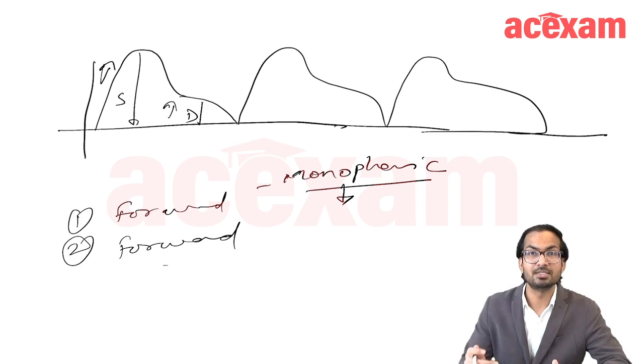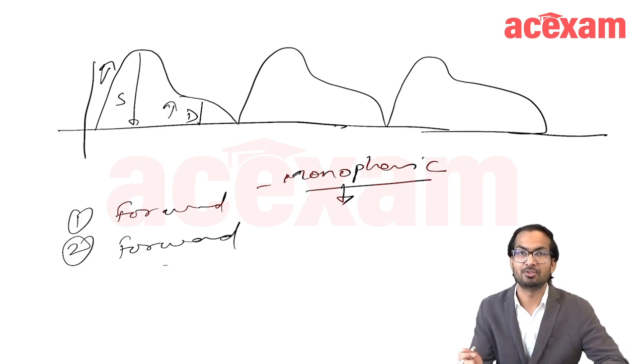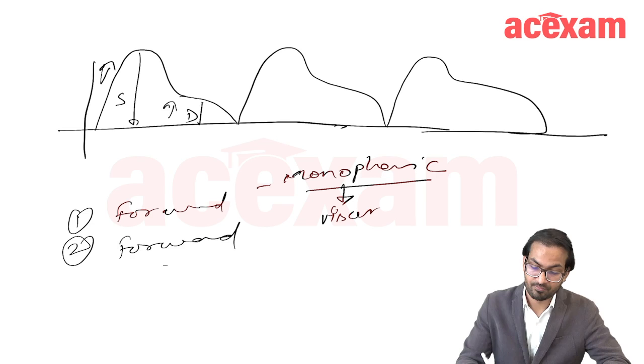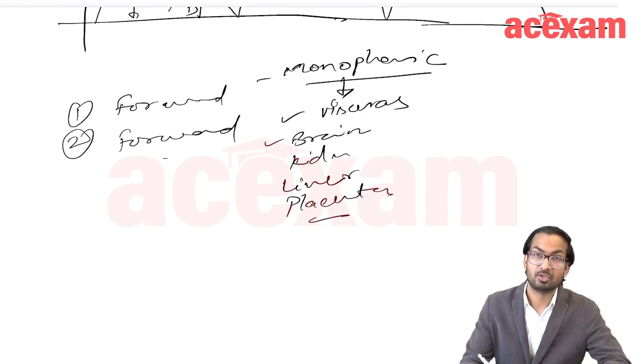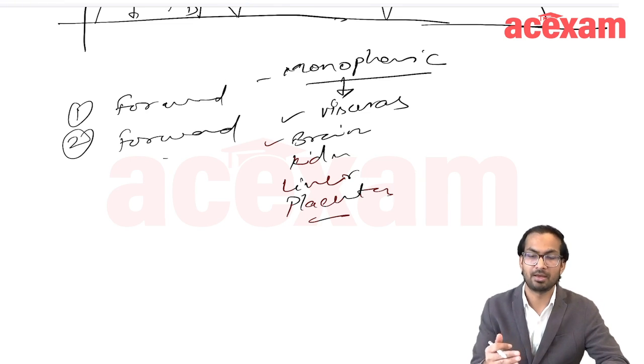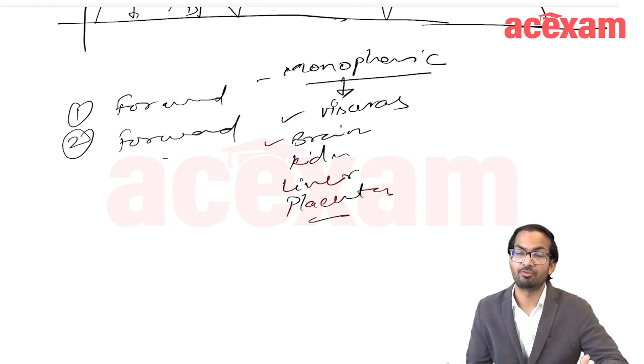In all those places where we need constant blood supply. So all the visceral organs: brain, kidneys, liver, then placenta. So we already have discussed that all those places where we need constant blood supply, we need to have monophasic blood flow. So in all these places we have monophasic blood flow.